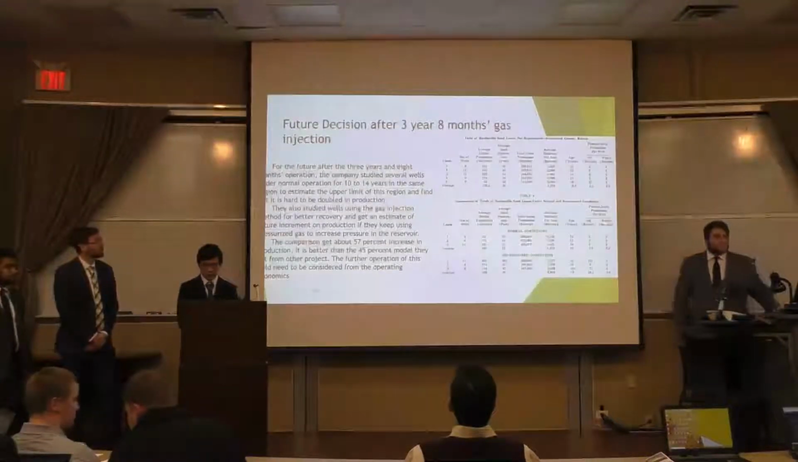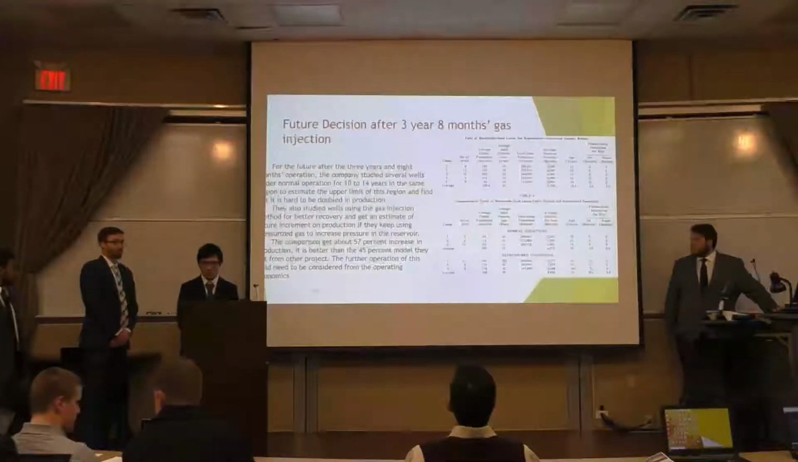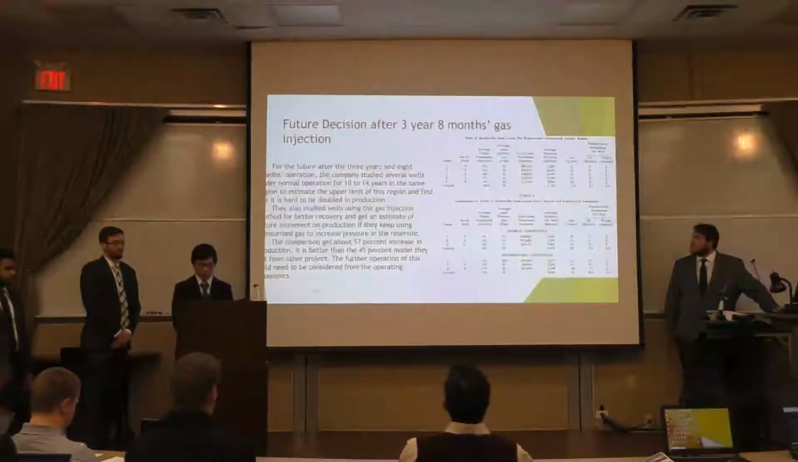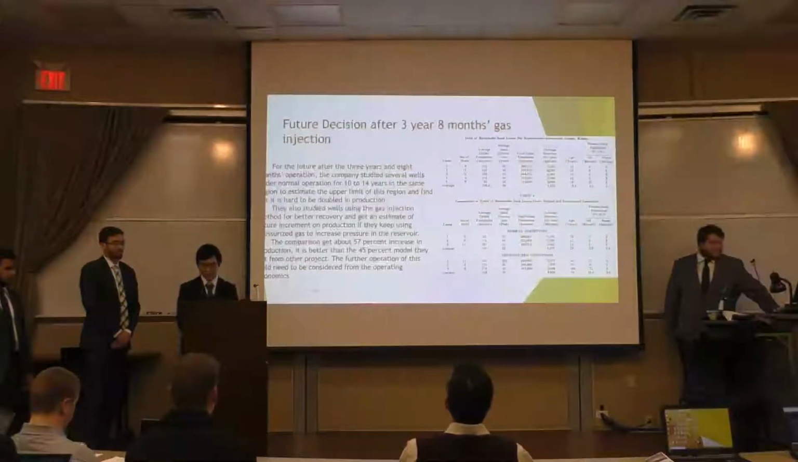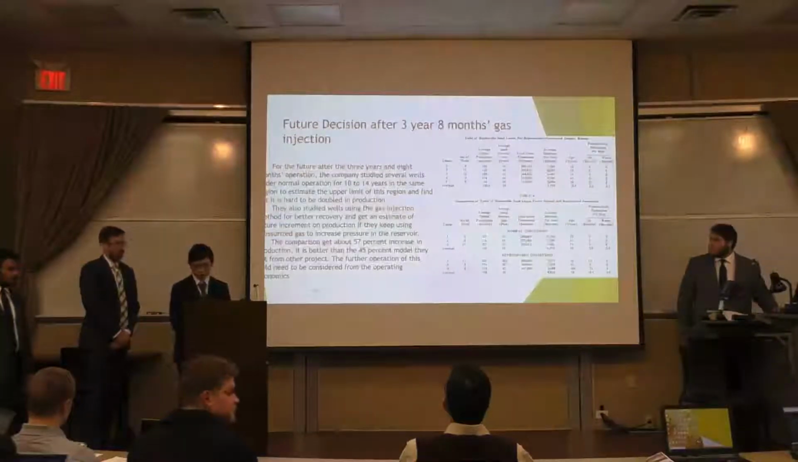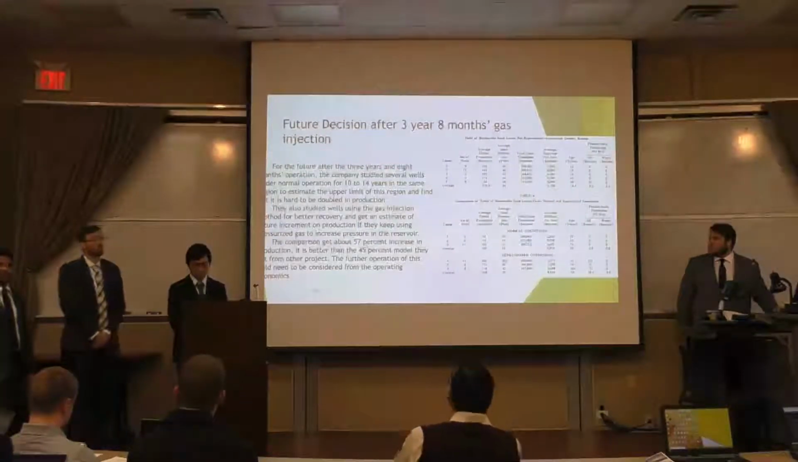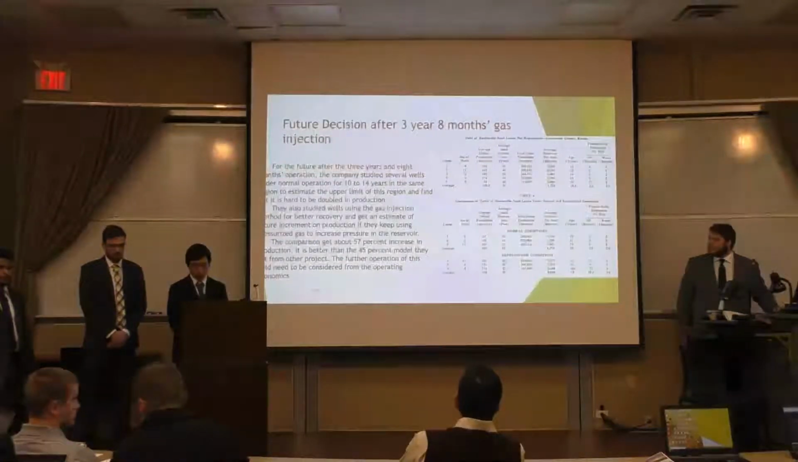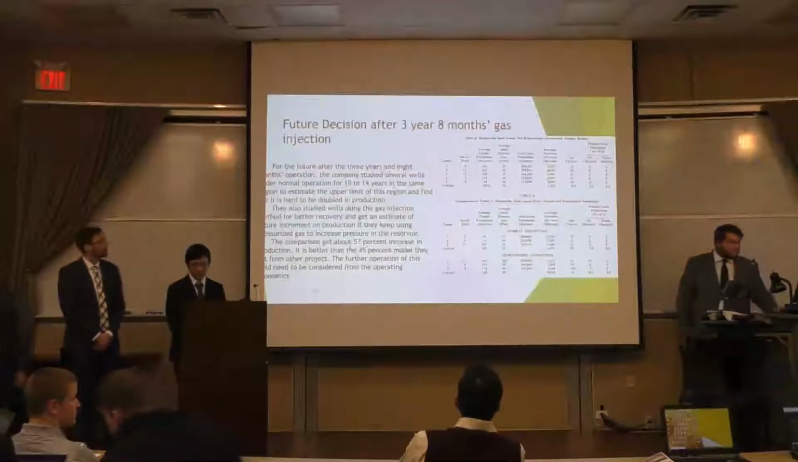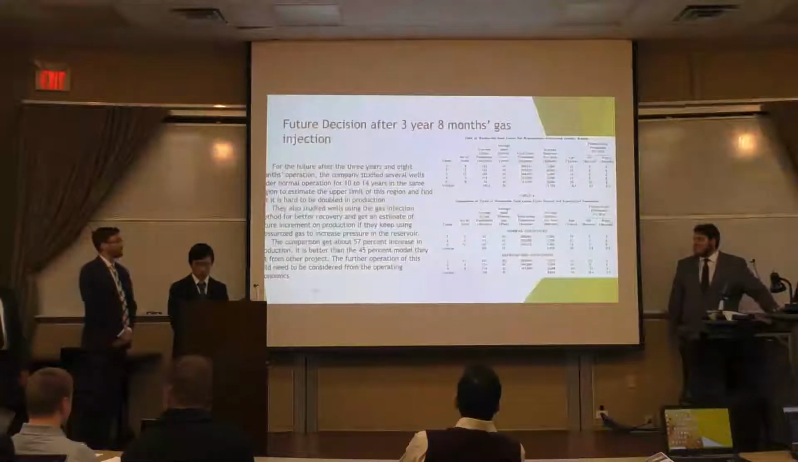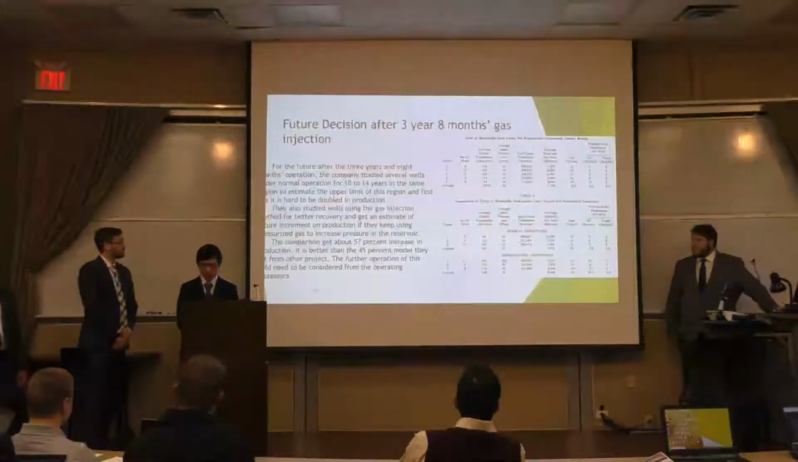For the future, after 3 years and 8 months of production, the company studied several wells under normal operation for 10 to 14 years in the same region to estimate the upper limit of this region and find out if it's hard to double the production. They also studied wells using the gas injection method for better recovery, which can estimate future increments in production if they keep using pressurized gas to increase the pressure in the reservoir. The comparison shows about a 57% increase in production. It is better than the 45% model they get from other projects, and the future operation of this field needs to be considered from an operating economics standpoint.